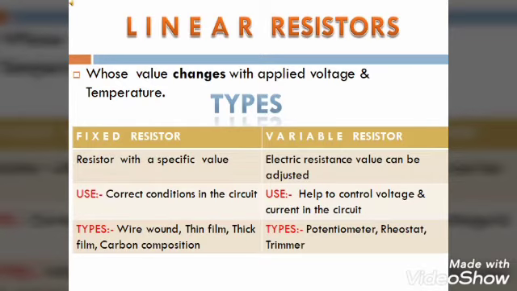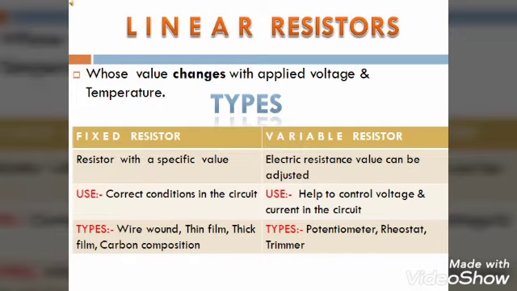Further, they have their own types: wire wound, thin film, thick film, carbon composition. We'll be describing them first. What a variable resistor is: it has an electrical resistance value that can be adjusted, and nothing else can be adjusted. Its use is to help control the voltage and the current in the circuit. That means if we have to change the value and the current, we can do it with the help of a variable resistor. There are three types: potentiometer, rheostat, trimmer. We'll be discussing them also.